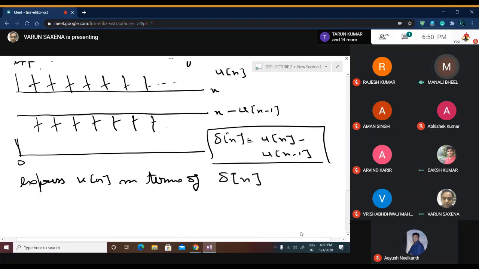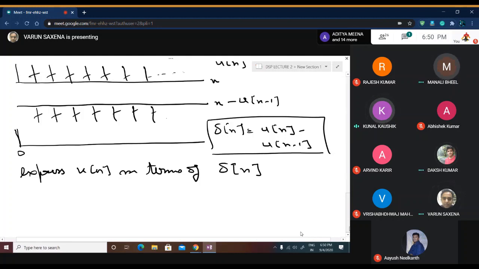So u[n] is equal to the summation, k from 0 to infinity, of delta n minus k. Say it again, please. Sir, u[n] is equal to the summation of k from 0 to infinity of delta[n minus k]. Okay, delta n minus k. Okay, so I think this is what it is.